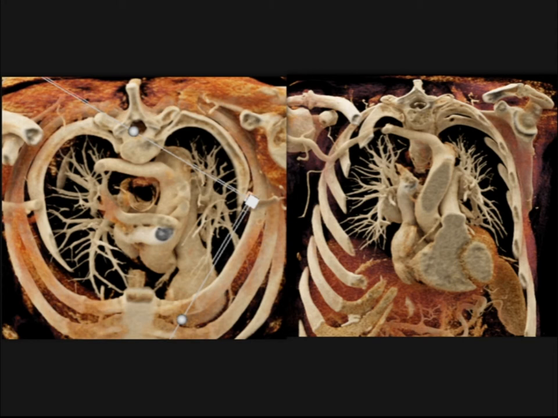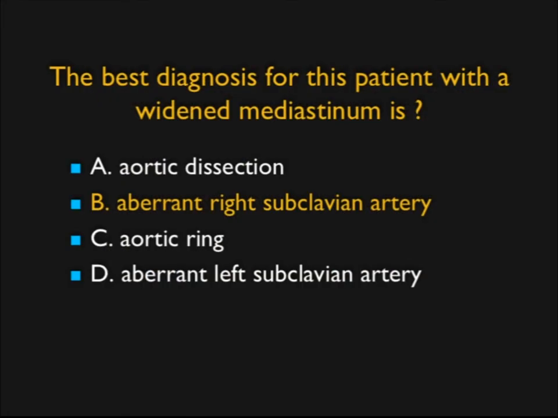You can see the aberrant right subclavian artery on the coronal cinematic view as well. This is not a true aortic ring, of course, which means the trachea and or esophagus is surrounded and there's narrowing. It's not an aberrant left subclavian, it's an aberrant right subclavian. Just a very nice example, and I thought you'd like the cinematic rendering.